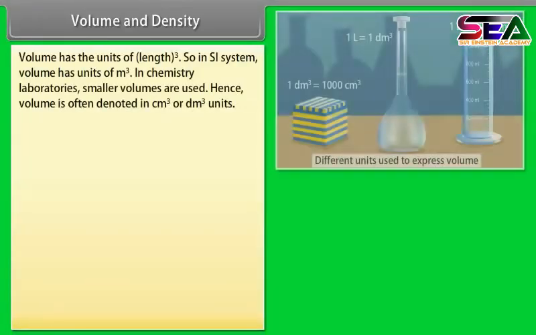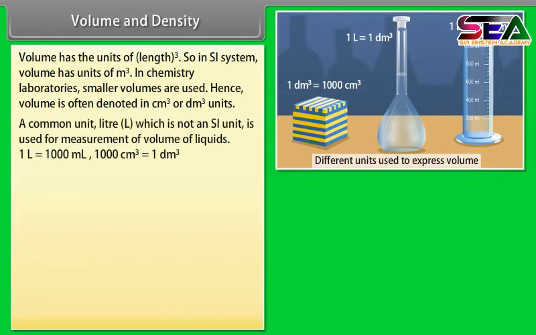Volume and density. Volume has the units of length raised to the power 3. So, in the SI system, volume has units of meter cube. In chemistry laboratories, smaller volumes are used. Hence, volume is often denoted in centimeter cube or decimeter cube units.